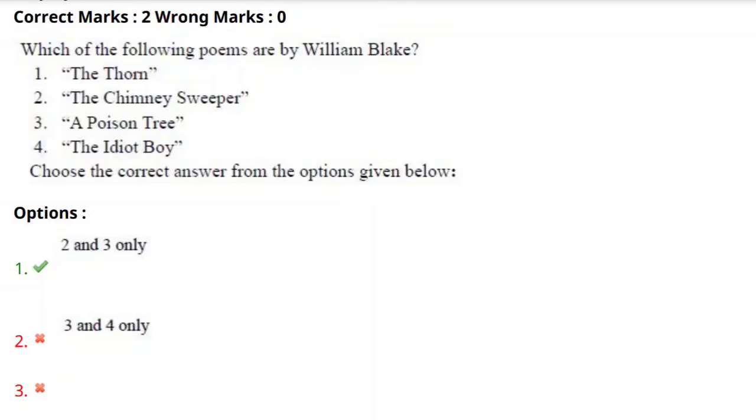And here I am giving you a small assignment. We have two other options, which are The Thorn and The Idiot Boy. For these two poems, I am going to tell you the author of only one poem, and you have to find the poet for the other. The Idiot Boy is written by William Wordsworth. And the task for you is to find the poet of the poem The Thorn.